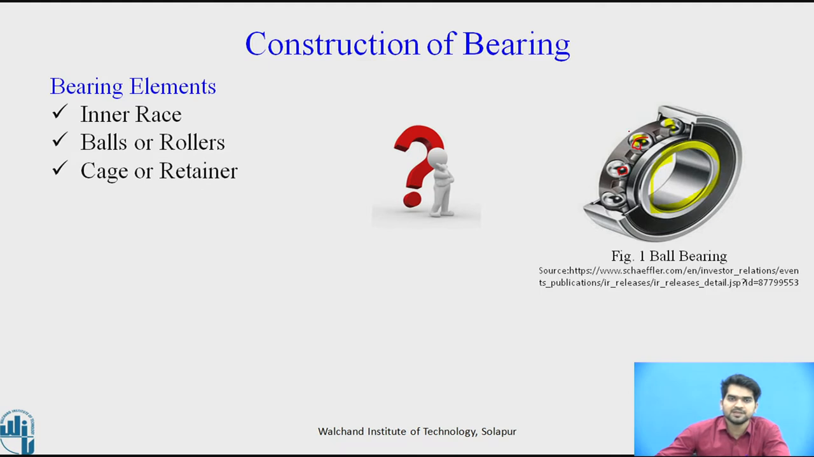Next, the third element is a cage or retainer. So this is a cage. It supports the balls, meaning the ball positions will not get shifted due to the cage or the retainer. And the fourth element is an outer race. So this is an outer race for the ball bearing. So there are four elements we use to construct the bearing: inner race, outer race, ball and the cage or retainer.